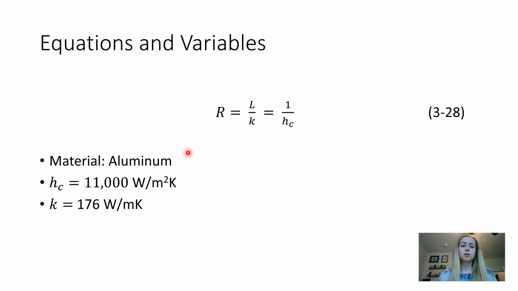To solve this, we're going to use the equation that our thermal resistance is equal to the thickness of our plane wall divided by our thermal conductivity. And this is also equivalent to 1 over our thermal contact conductance. We are told the material is aluminum and the thermal contact conductance is 11,000 watts per meter squared Kelvin. Because we know the material is aluminum, we are also able to determine that the thermal conductivity is 176 watts per meter Kelvin.